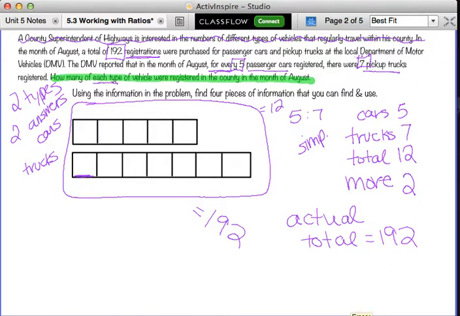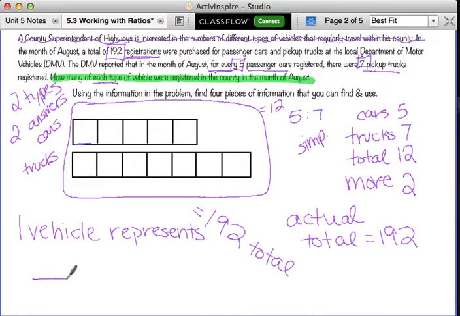So again, don't look at these as boxes. Look at these as cars and trucks. This is one car and this is one truck. What we're trying to figure out is, if there's 192 actual total, how many does every one car or one vehicle represent? So one vehicle represents some number of actual vehicles on the highway.